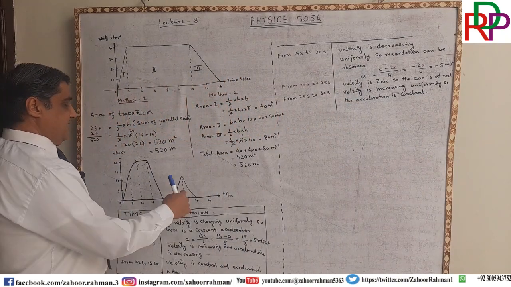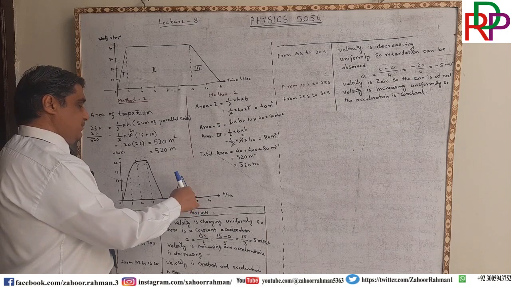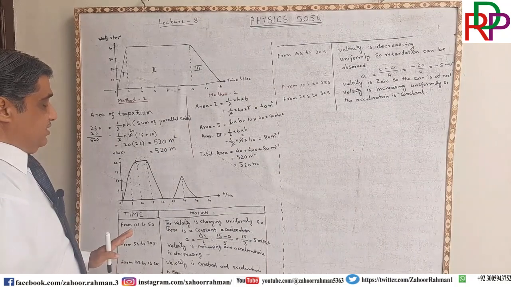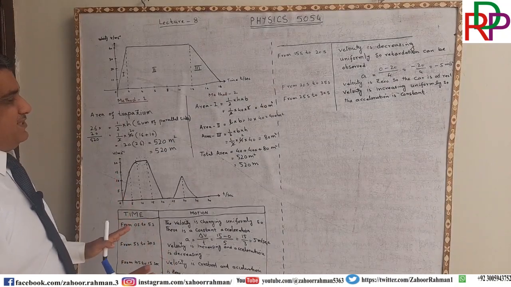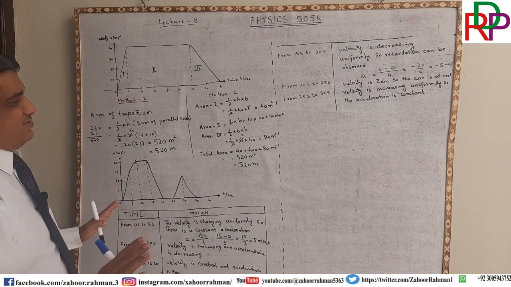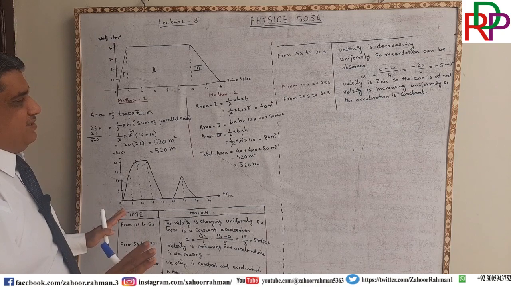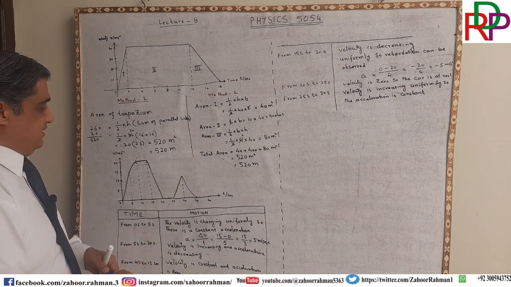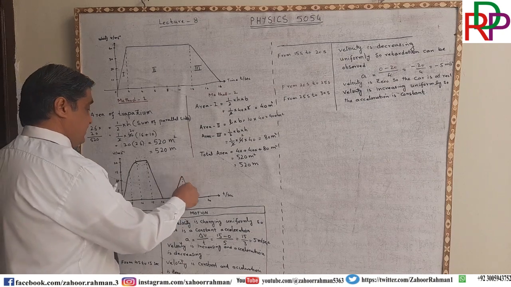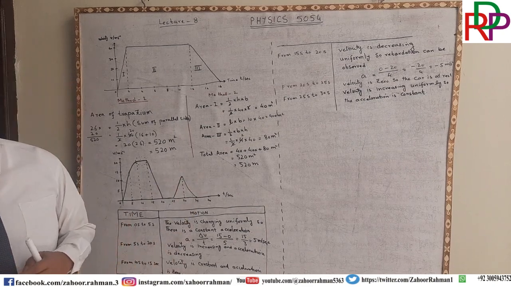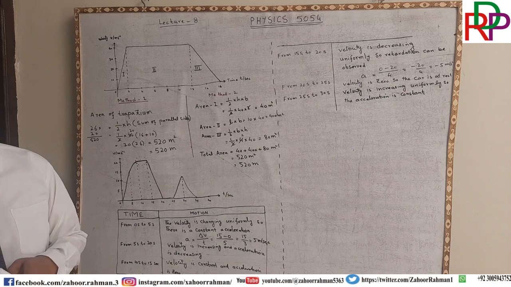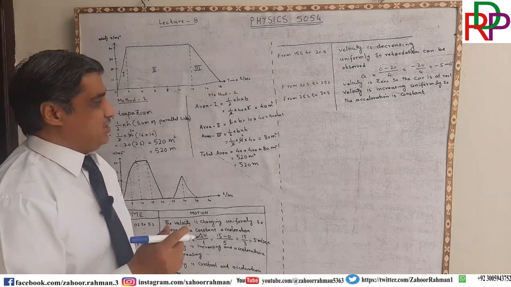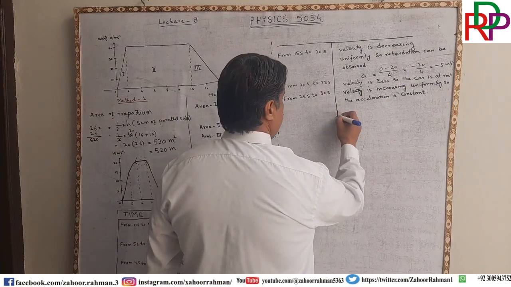Now finally we can see from 30 to 35 that it is a curved line. So retardation will be observed but not constant retardation, because it is variable velocity. The velocity is decreasing variably. The velocity is decreasing non-uniformly. So retardation will be observed.